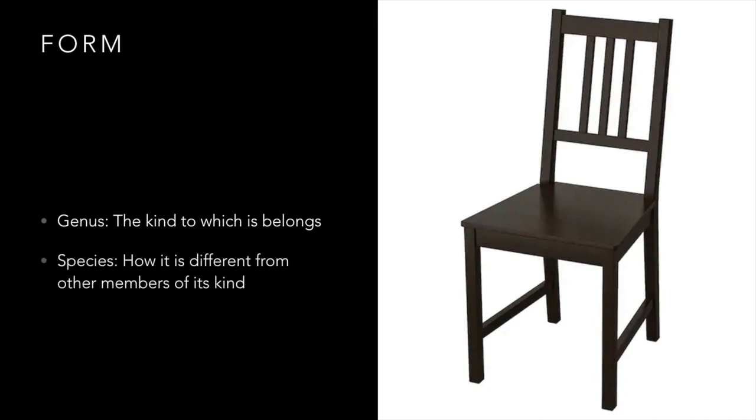So if we're looking at the form of a chair, Plato's going to look for what's all and only true about chairs, what all and only chairs have in common. Aristotle's going to appeal to the genus and the species. So let's start with the genus. The genus is the kind to which the chair belongs. In this case, if we're doing the genus of a chair, the kind to which the chair belongs. And the species is how it's different from other members of its kind.